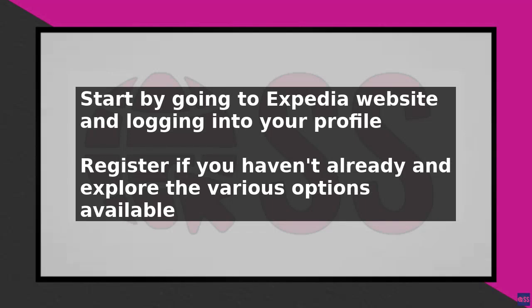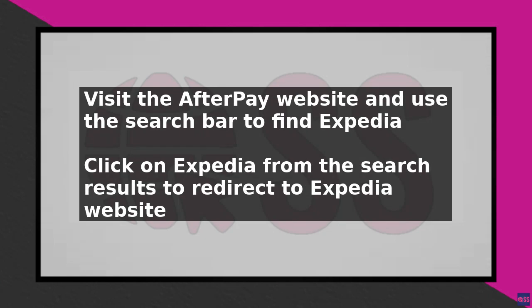To use Afterpay on Expedia, start by going to Expedia.com and logging into your profile or registering if you haven't already. On the Expedia website, you'll see various options at the top of the screen, including a language changer, the ability to list your property, support, trips, and your profile information. The main focus, however, is the search function in the middle of the screen.